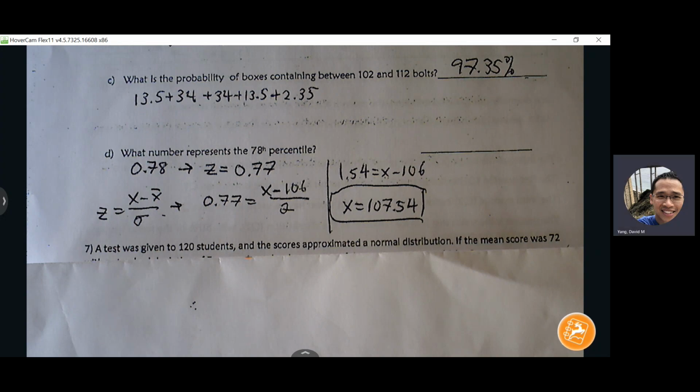I think the most complicated looking problems are the ones like part D, so let me know if you're having trouble with that process. So from your percentage, get to your decimal, from the decimal, use the table to get your z-score, from your z-score, fill in your z, your x bar, and your sigma, cross multiply, and then just try to solve for x.